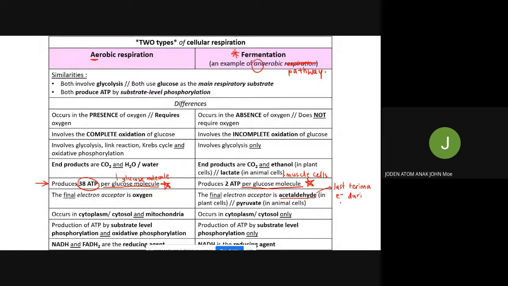NADH. Very good. So, the electron from NADH is passed to acetaldehyde. So, acetaldehyde is the last to receive the electron. So, it is the final electron acceptor in alcohol fermentation. Whereas for lactate fermentation, the last to receive the electron from NADH is pyruvate. Miss already explained this the other day, hopefully you understand.